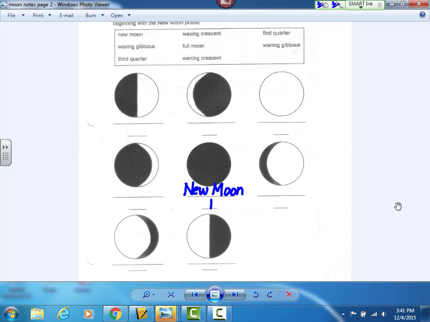After new moon, we're beginning to see just a little bit of light. So that would be waxing crescent. So we know it's got to be one of the crescent pictures. Remember, waxing goes with light on the right. So the waxing crescent is this one.